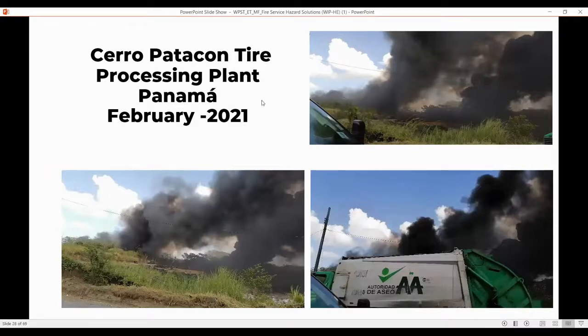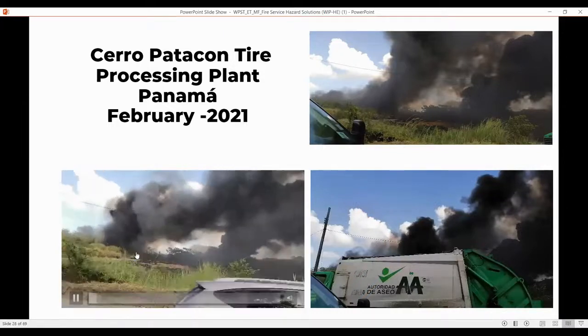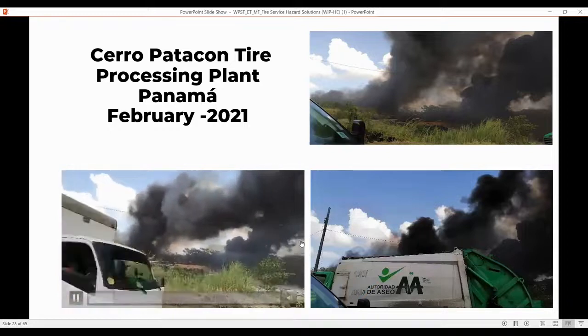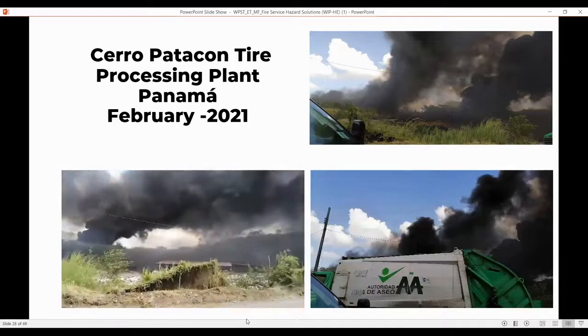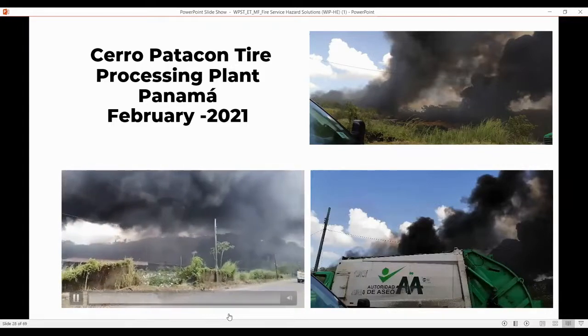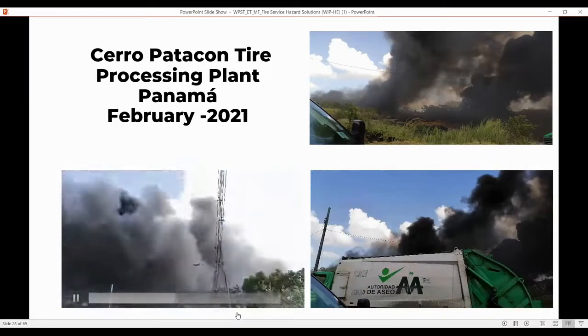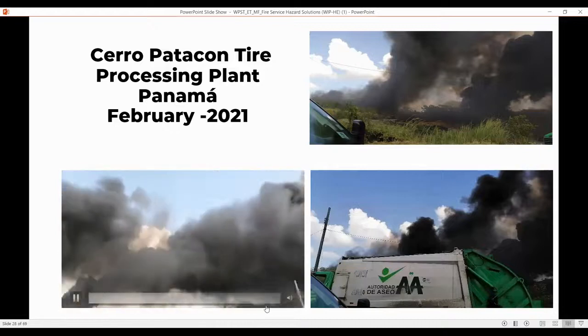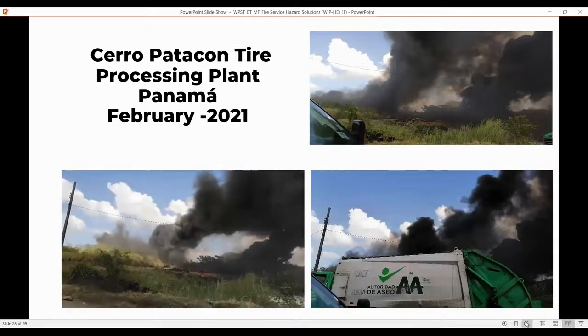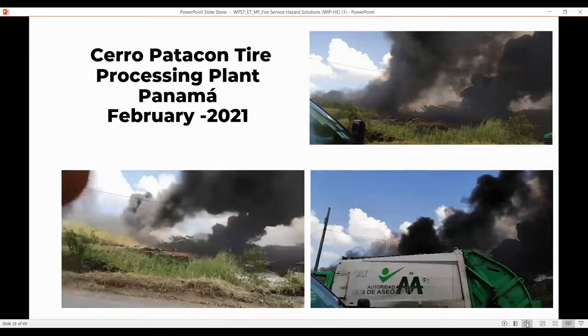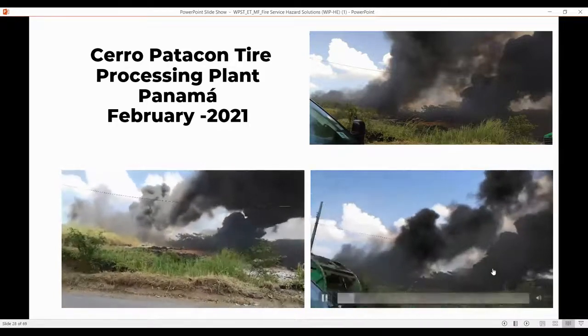Video here from a tire fire at a tire processing plant down in Panama. As you see that heavy black smoke, this is before they got F500 on scene. This is what the fire department responded into. Again, that heavy black smoke, just like we saw earlier.